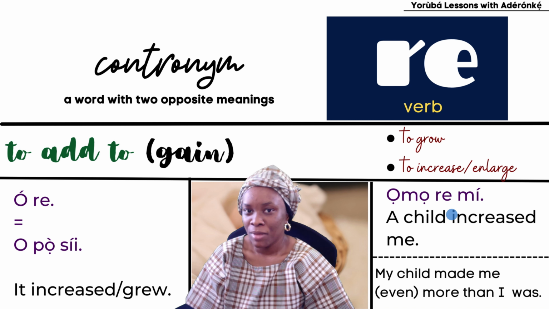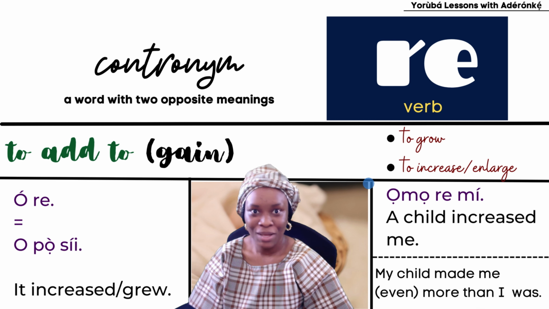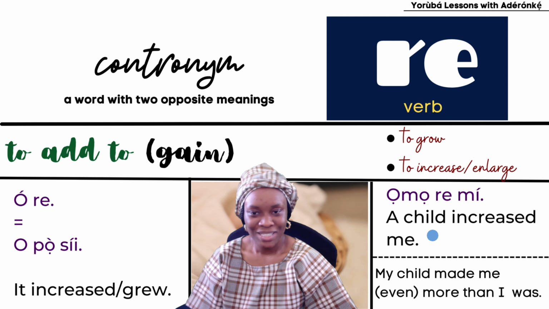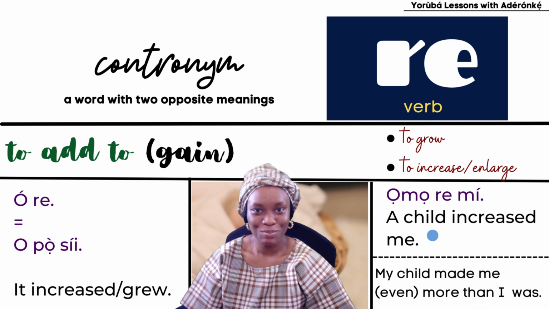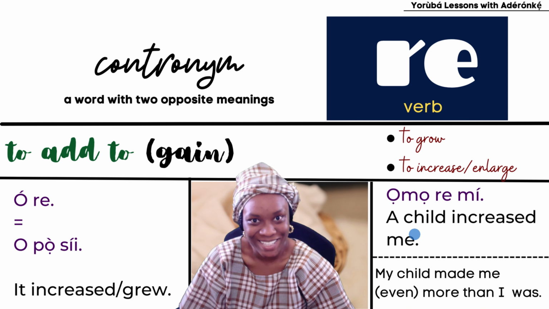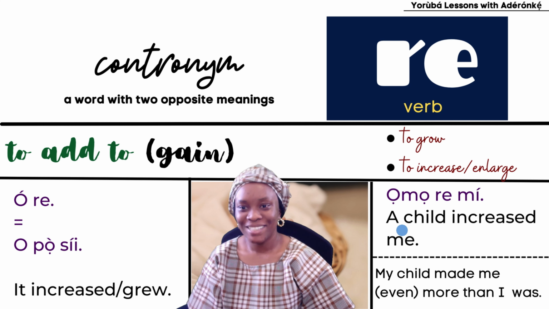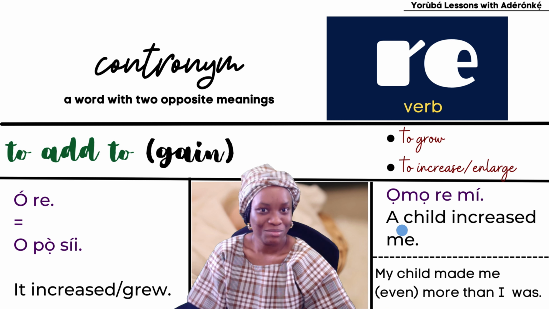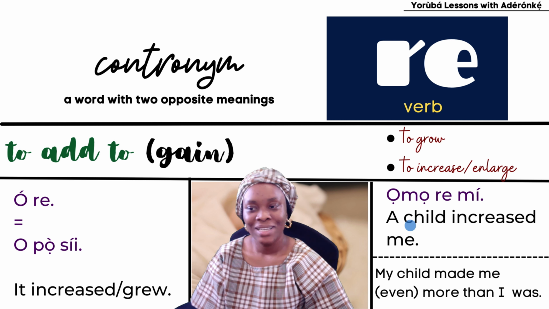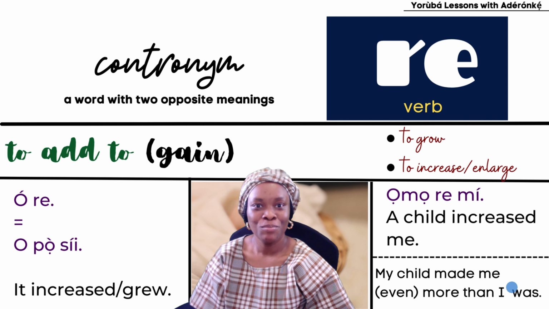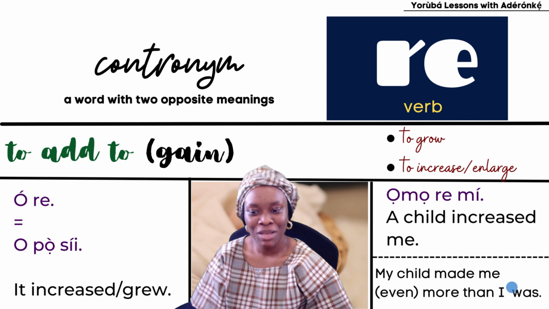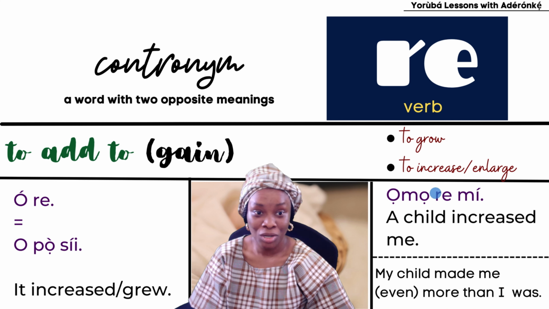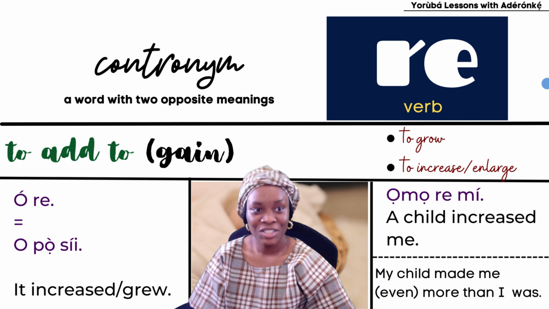If you make a statement like Omo re mi, you would be saying a child increased me. Not necessarily increased you in size, maybe you got bigger or something. For goodness sakes, you know what I mean. It's added to me, it increased me, it enlarged my coast, so to speak. So a child made me even more than I was. It really depends on what your situation was before you birthed this child.